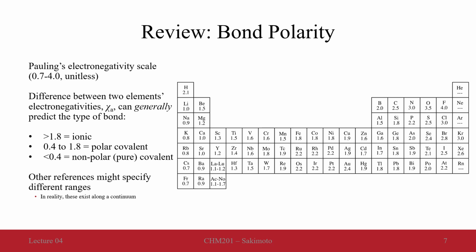As you move forward and you take different chemistry classes, these ranges might change, these divisions might change. Different people have different definitions, but generally we try to summarize a lot of the results of MO theory by taking this comparison of electronegativity.